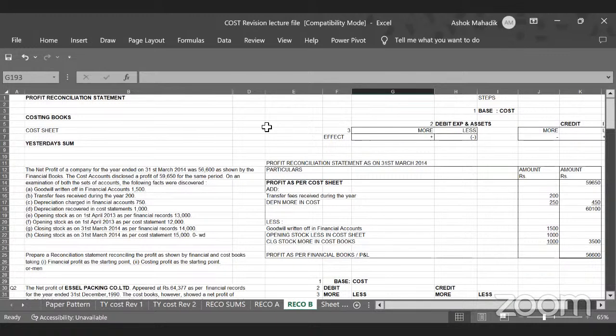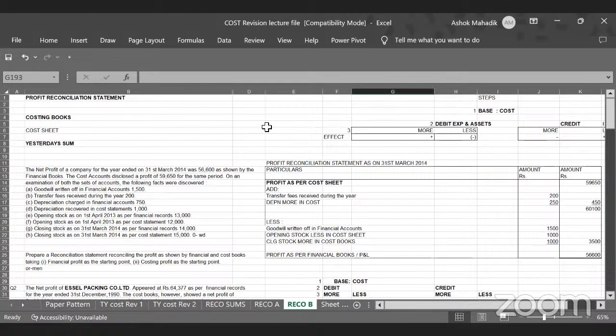Now, as we saw in costed, we ignore so many expenses, and rather many incomes. So financial profit and cost profit will show a different profit figure, isn't it? So we have to reconcile them, that is, which items are causing the difference. Like in FYGC, we used to make bank reconciliation statement. So same way we have to make profit reconciliation statement, to identify the items which are causing the difference.